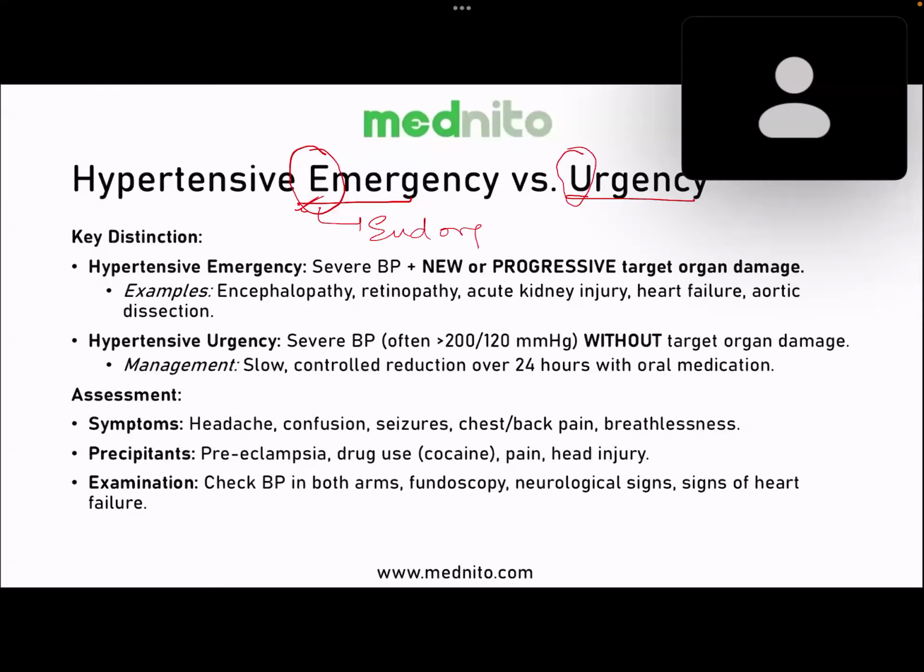Hypertensive emergency is raised blood pressure with end organ damage. What is end organ damage? It is kidney damage, liver damage, spleen damage, eye damage, heart damage, any damage. And how do you see that the organ is damaged? Because the organ-specific bloods are raised.